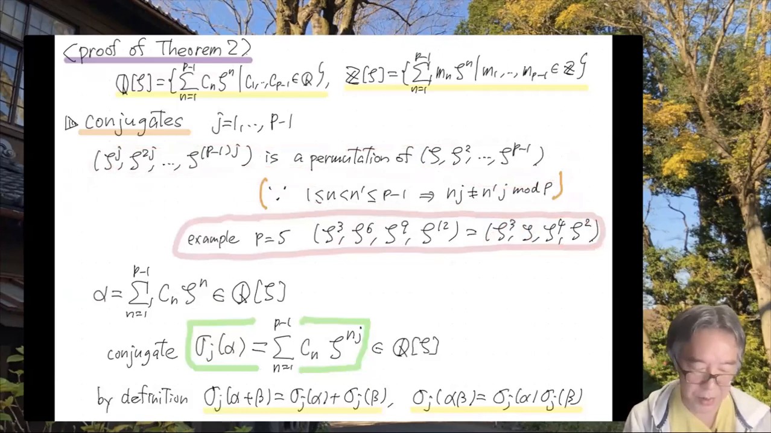Of course, it's essential that p is a prime. Okay, and now you take alpha, an element of Q of theta. So it's this, and these are rational coefficients.